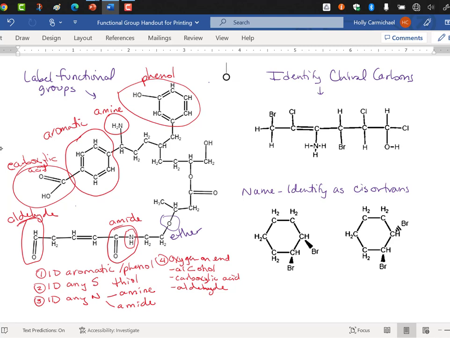The one by the phenol. So the one that's a part of the phenol you would not name, but there's one that's just below. Do you see this one? Did you see that OH? It's just sticking off of a carbon, so that would be a what? That's an alcohol.